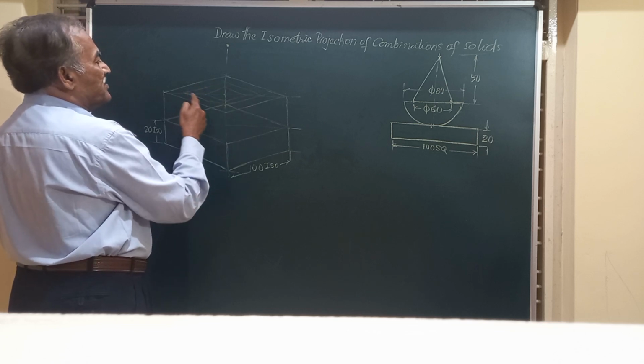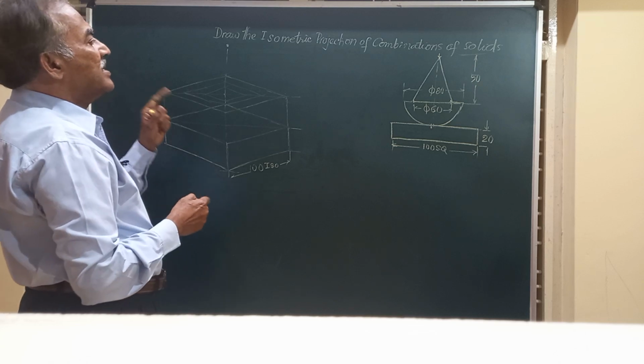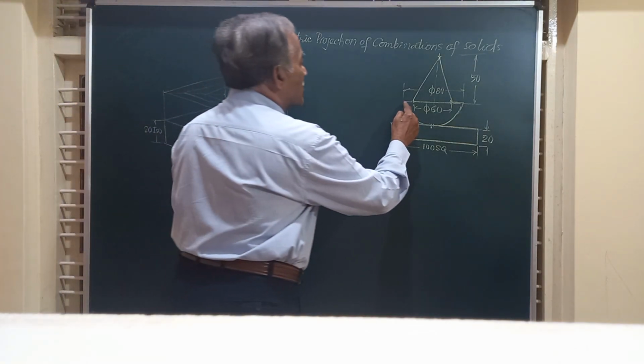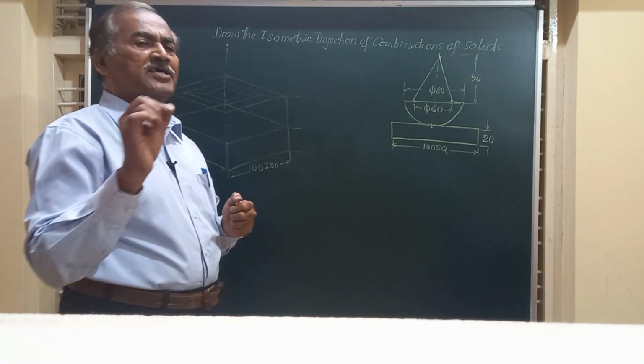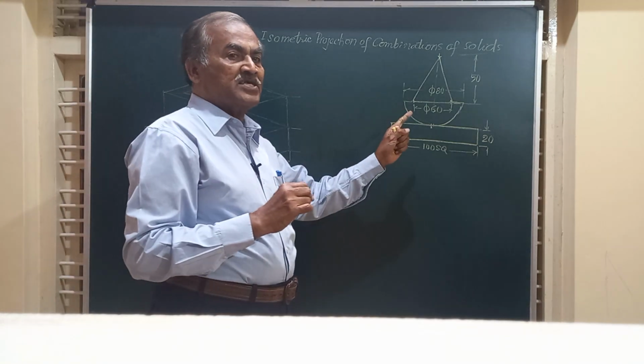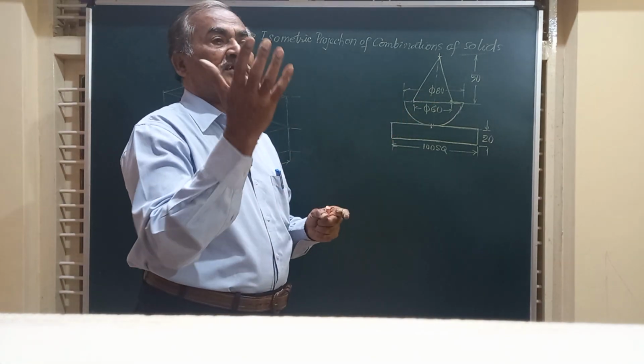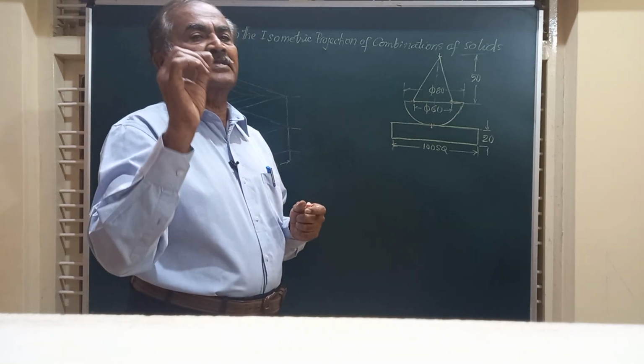rhombus, whatever you get here, a bigger rhombus. So that bigger rhombus is the top face of that. So in the isometric projection, this hemisphere's top surface appears as an ellipse.